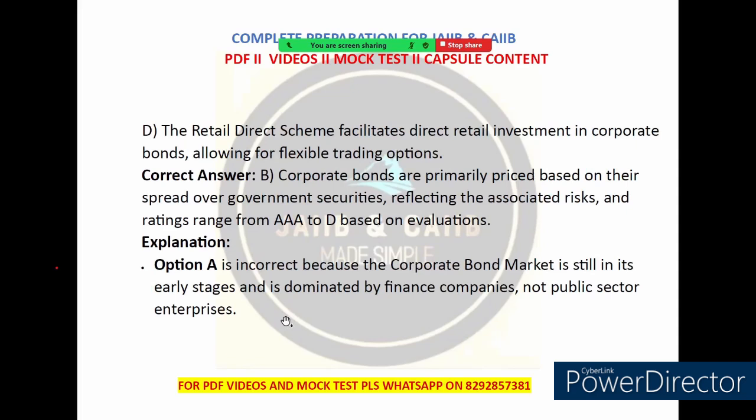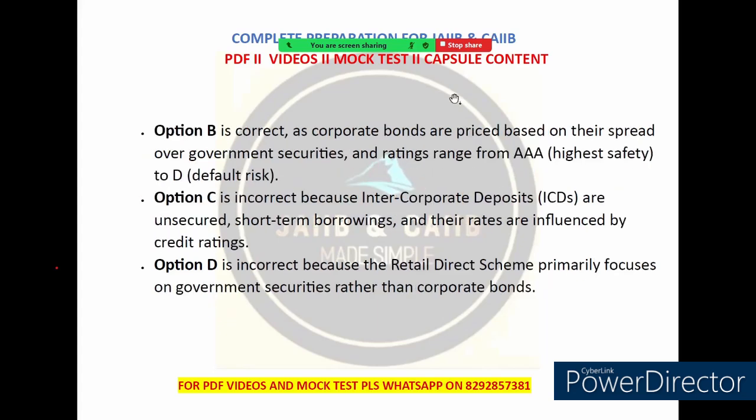Option D says that retail direct scheme facilitates direct retail investment in corporate bonds, allowing for flexible trading options. This is incorrect, because the retail direct scheme primarily focuses on allowing retail investors to participate in government security, not specifically corporate bonds. So this is all about today's session.